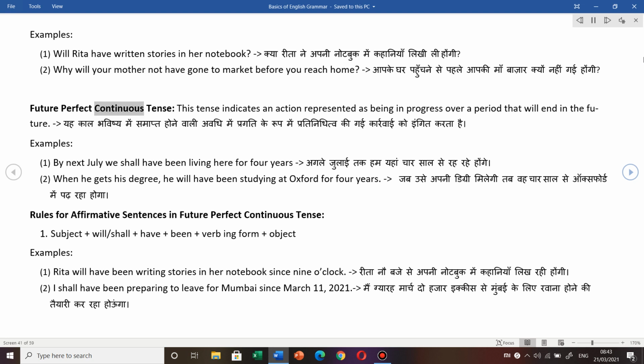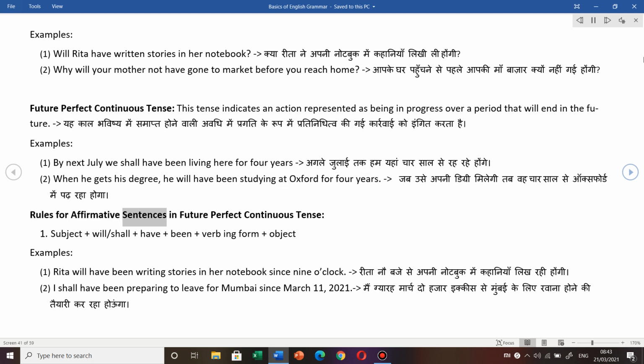Future perfect continuous tense. This tense indicates an action represented as being in progress over a period that will end in the future. Examples. By next July we shall have been living here for 4 years. When he gets his degree, he will have been studying at Oxford for 4 years.